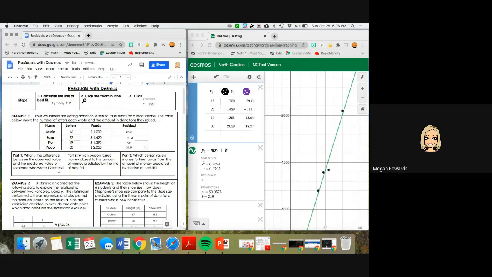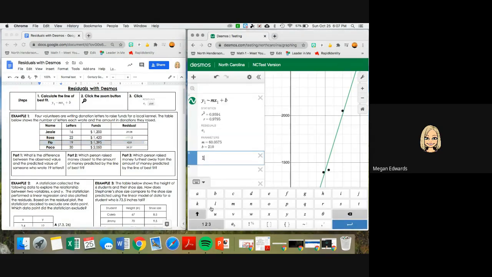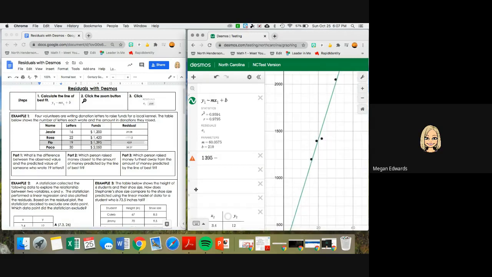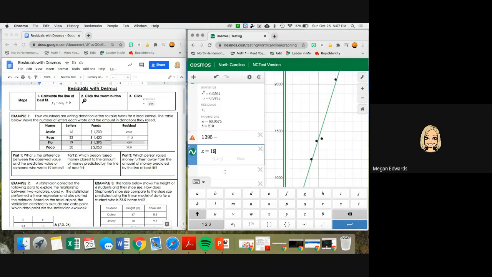38.27. And then part 1 says, what is the difference between the observed value and the predicted value of someone who wrote 19 letters? So let's look at someone who wrote 19 letters. That would be Flo. And our observed value was 1,395. And then we're going to subtract our predicted value. So that would be wherever x is 19 on our line. That would be 1351.09. So 1351.09 tells us that the difference was 43.9.